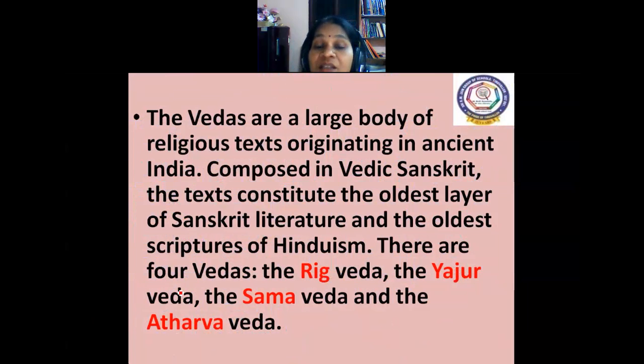Vedas are a large body of religious texts originating in ancient India, composed in Vedic Sanskrit. The text constitutes the oldest layer of Sanskrit literature and the oldest scriptures of Hinduism. There are 4 Vedas: the Rig Veda, the Yajur Veda, the Sama Veda, and the Atharva Veda. What are the 4 Vedas? The Rig, the Yajur, the Sama, and the Atharva. These are the 4 Vedas.